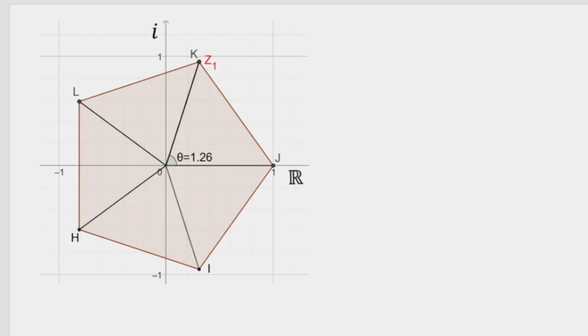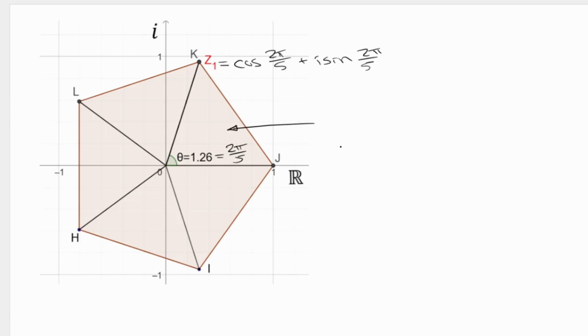As you can see, we've created a regular pentagon from the 5 fifth roots of unity. We've got z1 at the top, and that is equal to cos, well, what we have here is actually 1.26 in decimal form. It's actually 2π upon 5 because there's 5 fifth roots. So that's cos 2π upon 5 plus i sin 2π upon 5. And a typical question would be to calculate the exact area, or the area of the polygon. So what we can basically do is split it up into 5 triangles.